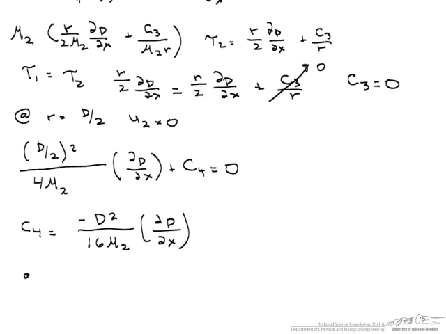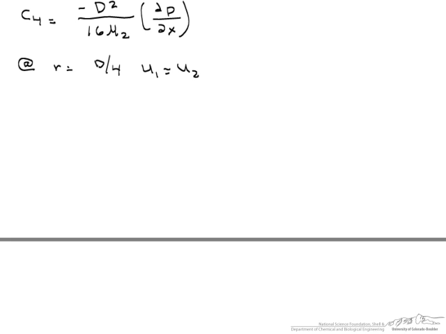And this is at r equals d over 4, u1 equals u2. And we should always leave this one for last, just because when we have all the constants in it and we haven't solved for them, we're going to have equations with too many unknowns, and we're going to need more information in order to solve it. So here we are with our final boundary condition, and let's set them equal to each other.